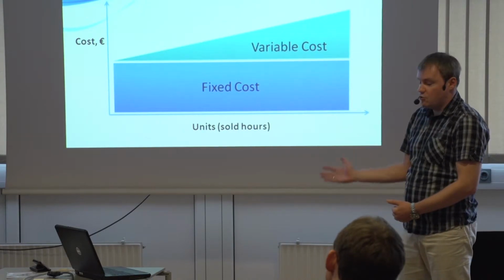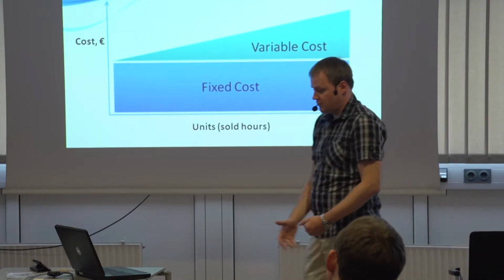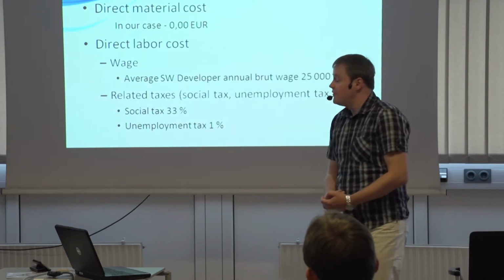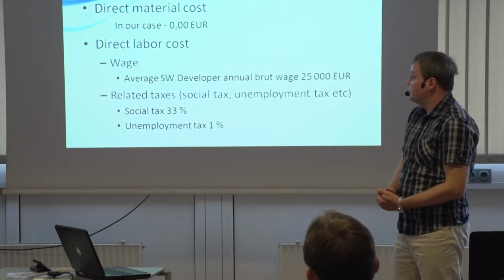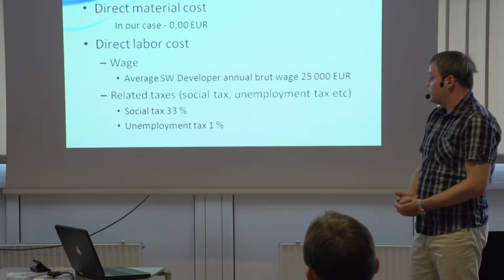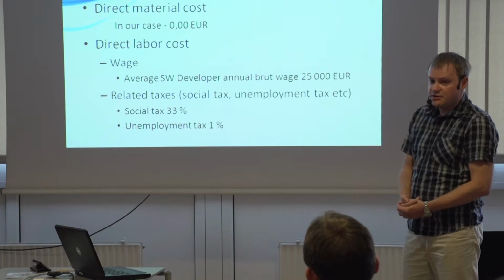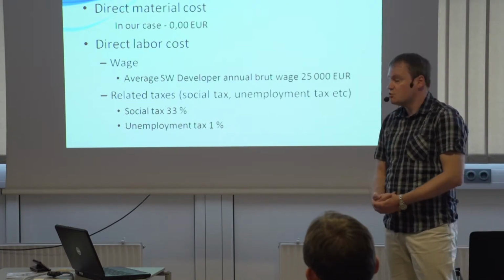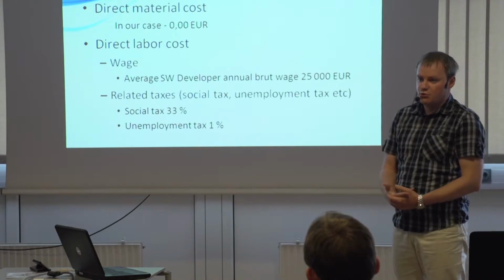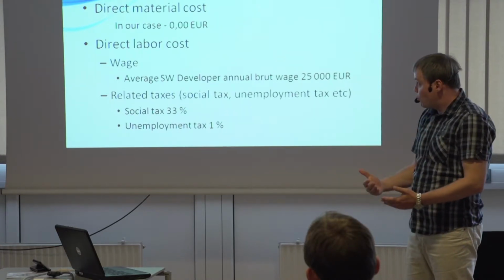It's, for example, like office space rent and other costs. So the variable cost mainly consists of two parts. It's direct material cost, which in our case is nothing, just 0. And the main part is direct labor cost. Why direct? Direct cost means the cost which can be easily associated with the product itself.